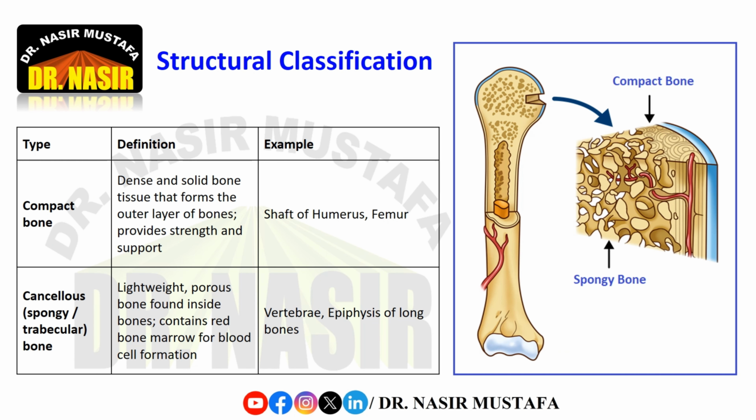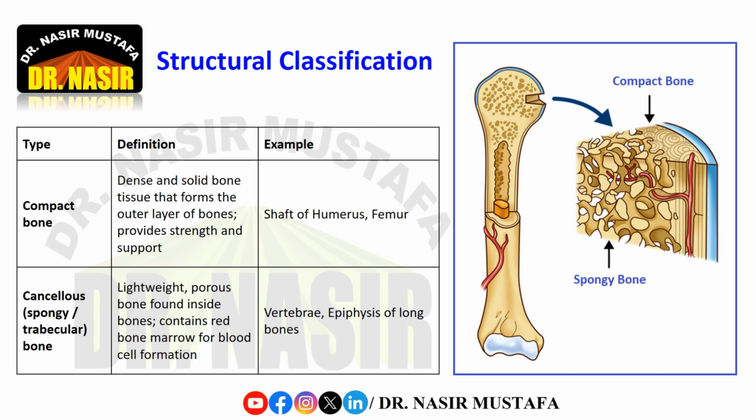Structural classification. Bone tissue exists in two structural forms. Compact bone is dense and forms a strong outer layer of bones. It provides excellent strength and resistance to mechanical stress. The shafts of long bones such as the humerus and femur are primarily composed of compact bone.